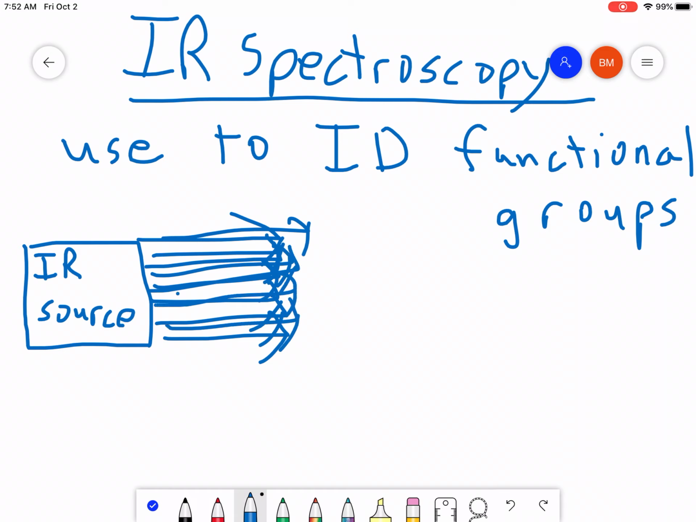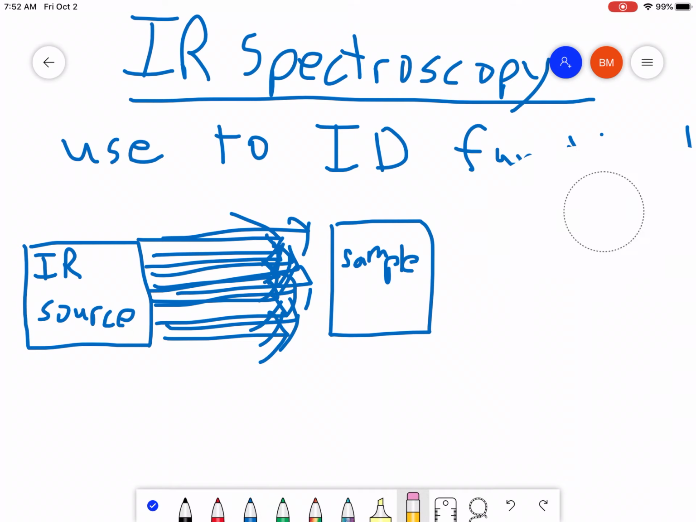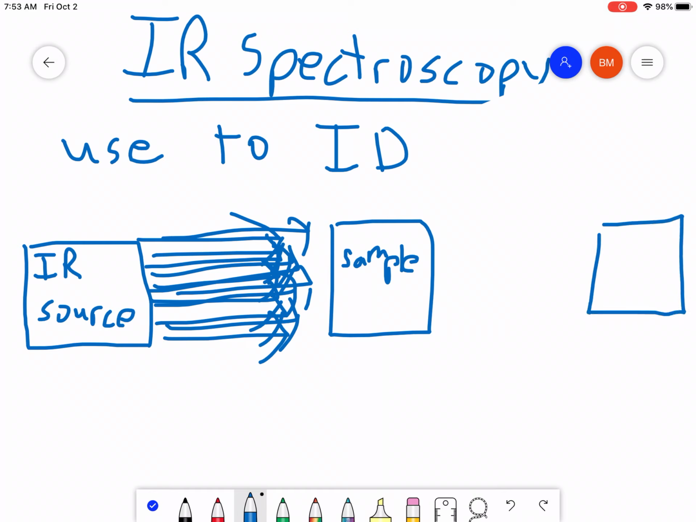So it's not just one wavelength or one frequency of IR, it's doing a full scan throughout the entire IR range. All right? And this is being shot at our sample. And the sample can do one of two things with that IR radiation. It can either absorb it or it can transmit it.